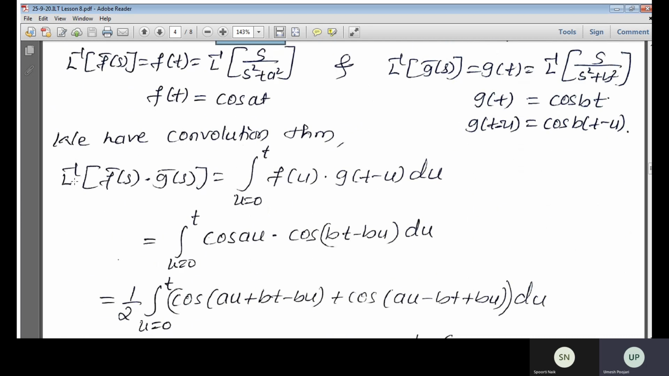L inverse of f bar of s into g bar of s equal to integration of f of u into g of t minus u between 0 and t.